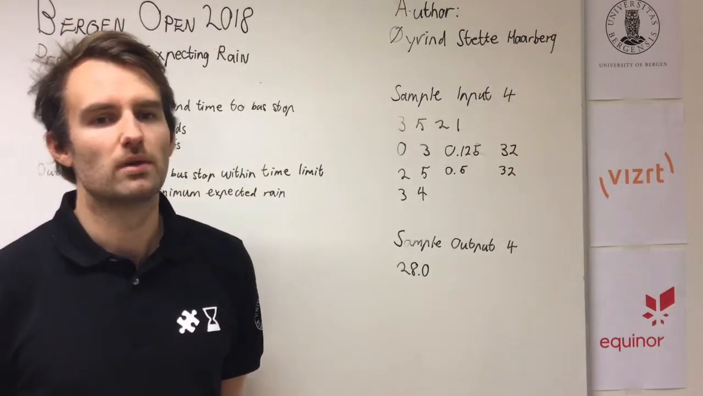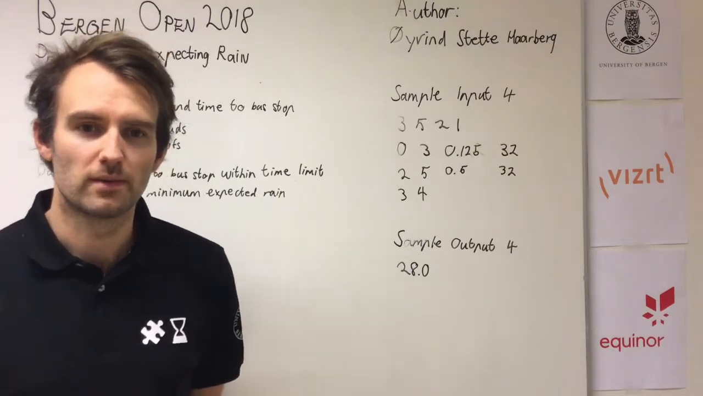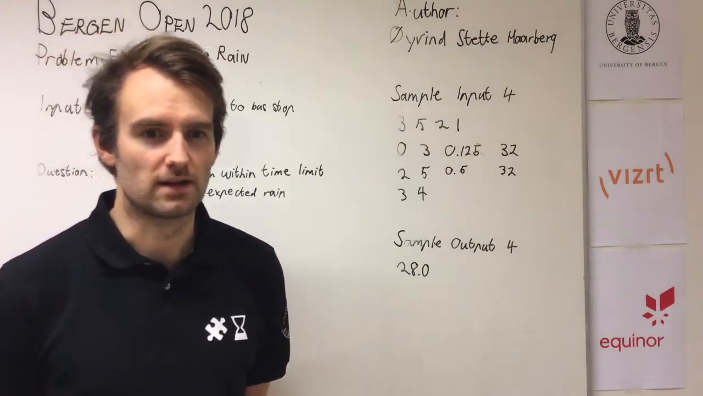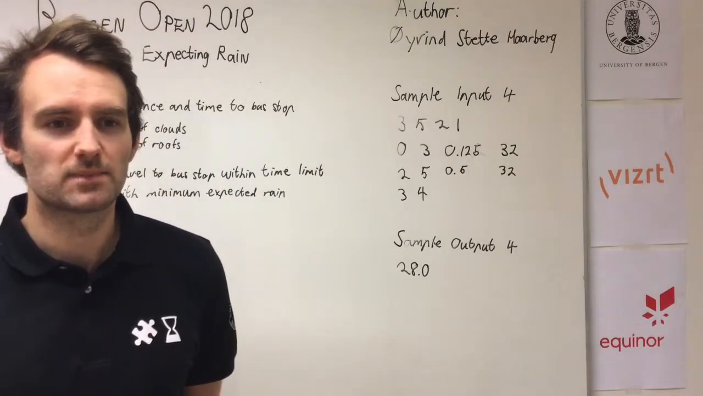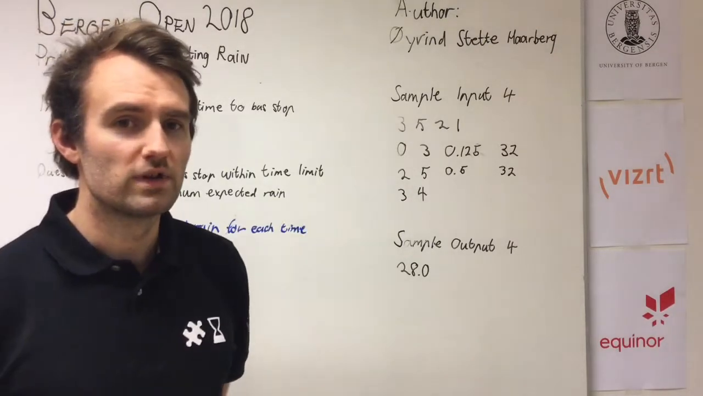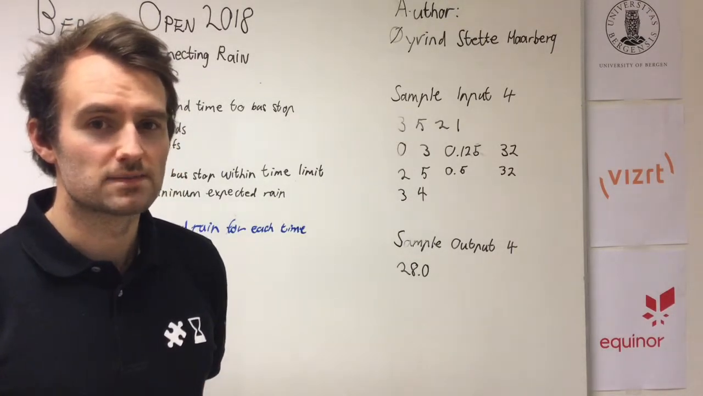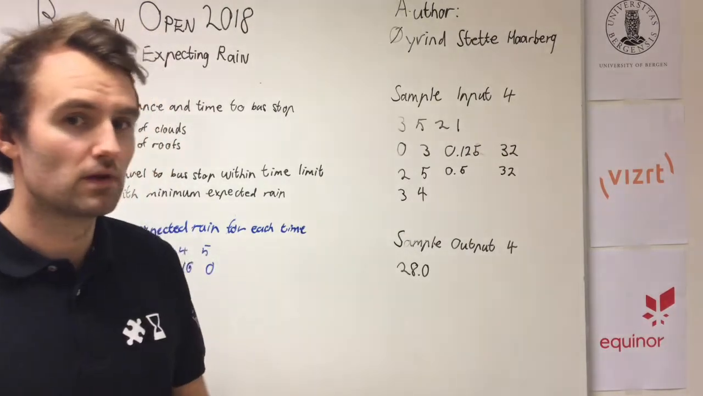The goal in this problem is to travel from your start point to the bus stop within the time limit and with the minimum expected rain. The first thing we need to do is to calculate the expected rain for each time unit. For each cloud we calculate the expected rain by multiplying the probability with the amount of rain.